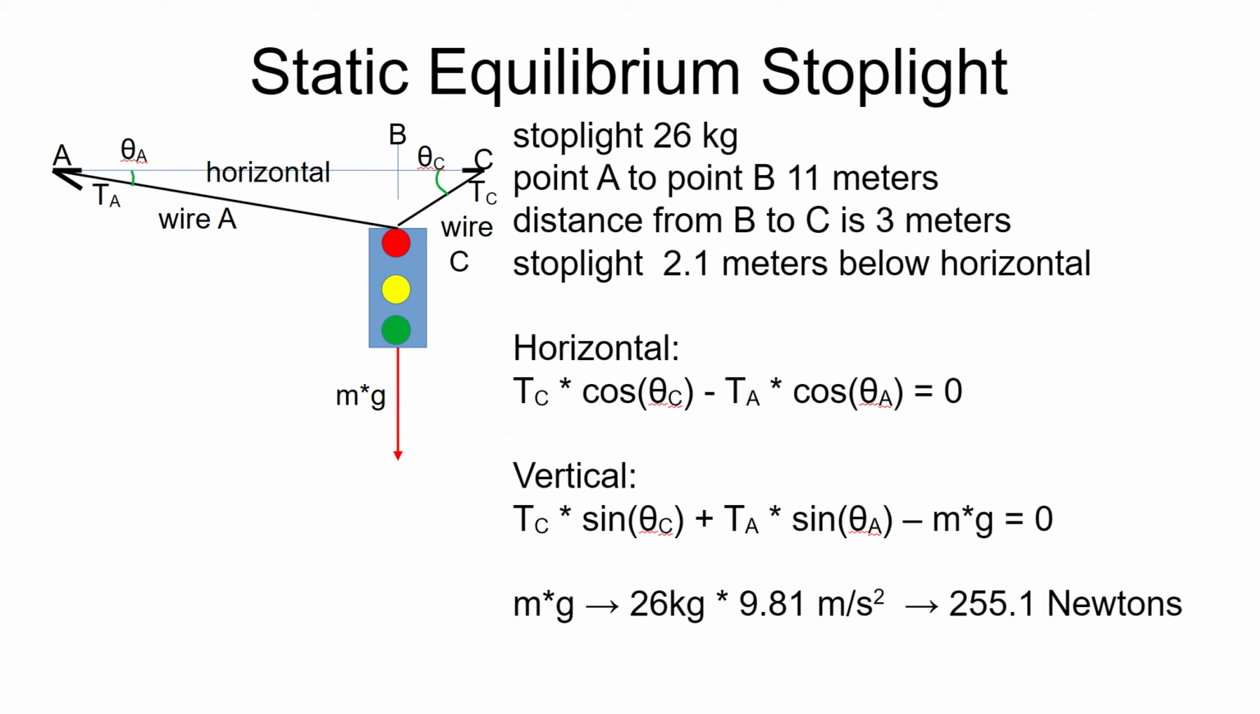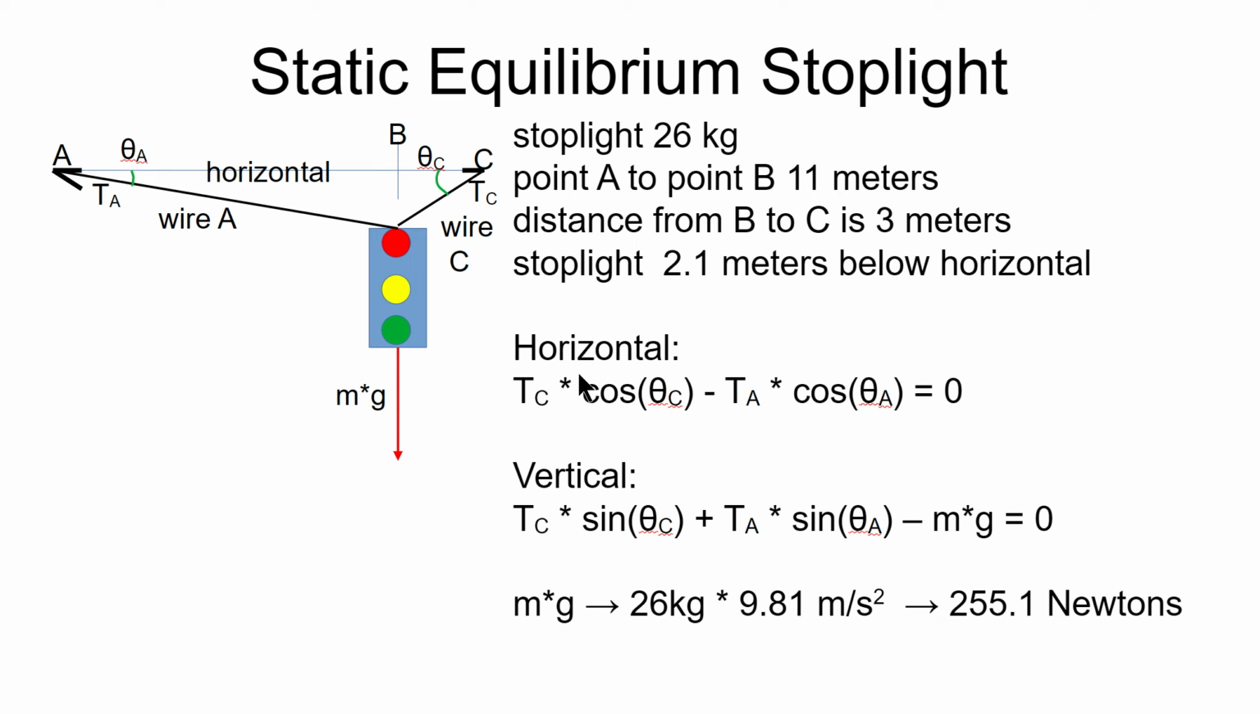Now, our principle of static equilibrium, to get the net force of 0, in the horizontal direction, this wire A has a horizontal component that's trying to pull the stoplight to the left. There's a horizontal component of T sub C that's trying to pull us to the right. I'm going to claim that this direction to the right is the positive direction, so I'm writing a positive term here. And T sub C times cosine theta C.